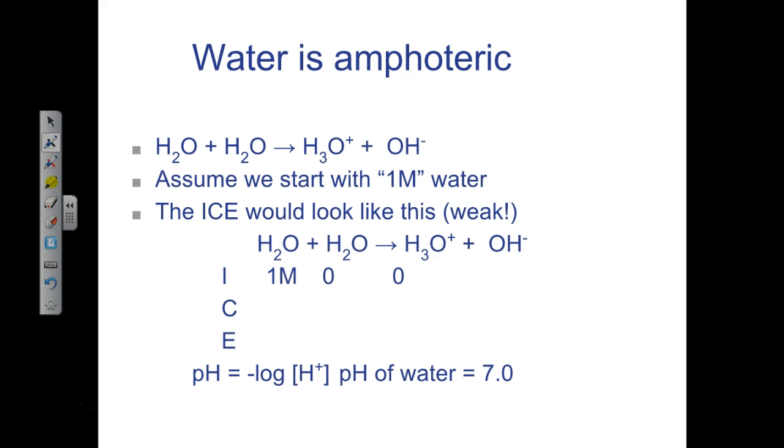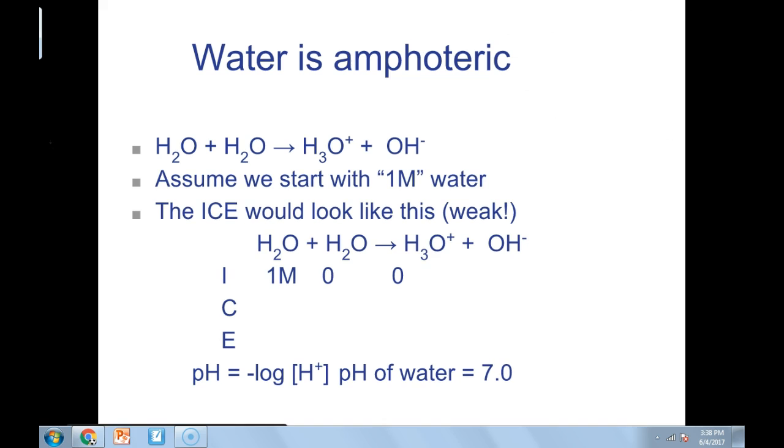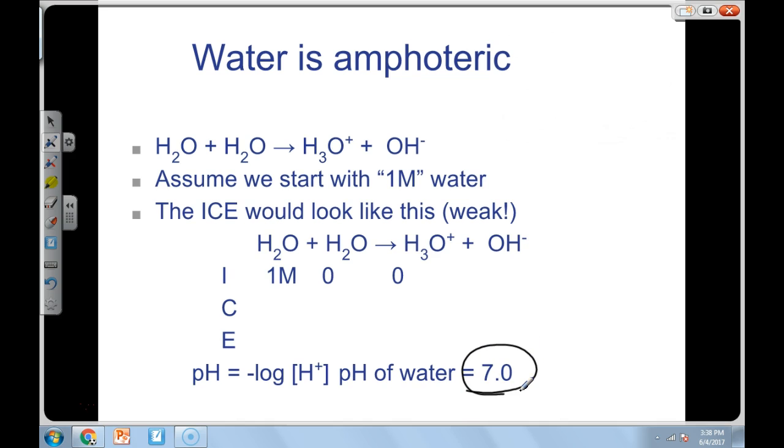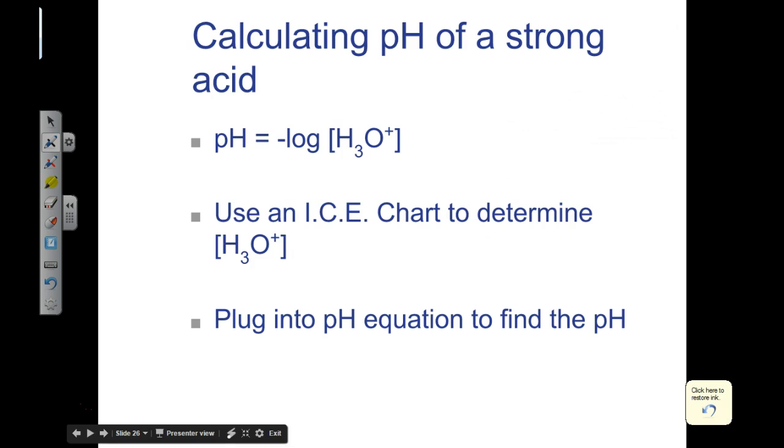So what we should take from this is that the pH of water is 7.0, and this gives us the formula of pH right here as being the negative log of the concentration of hydrogen ion. And keep in mind that I use hydrogen ion and hydronium ion interchangeably so that we can figure this out.